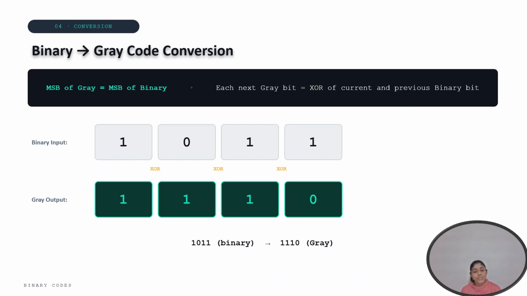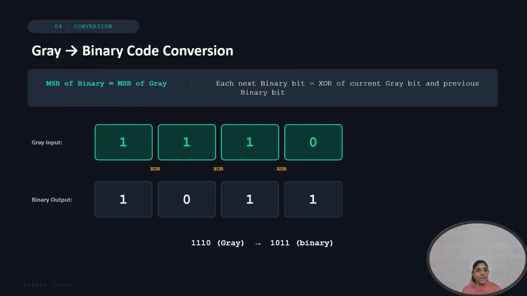Wherever the values are changed, how many bits are changed? Only one bit will be changed from one position to another position. Okay, right. So this is a binary to gray code conversion. Next, we will check how to do the gray to binary conversion.